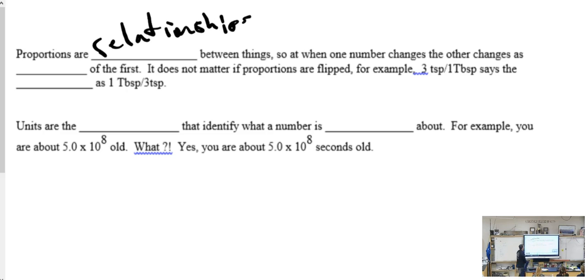Between things, so that as one number changes, the other one changes as a multiple.